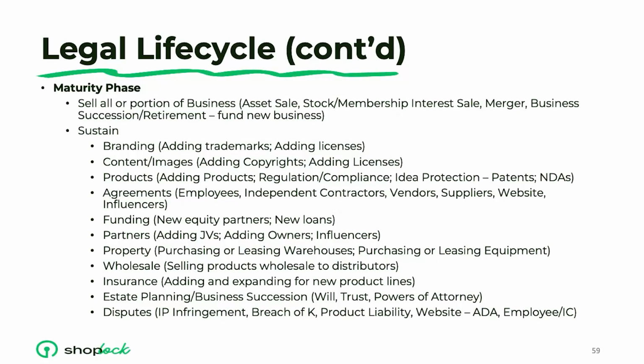You may add partners and influencers to your business. You will need to consider the terms and structuring. You may consider purchasing a warehouse or additional property to house your business, which will need to be structured correctly. You may wholesale your products to third parties and will make sure that the terms are structured correctly. As you add more and more products, you'll likely need to expand your insurance coverage.